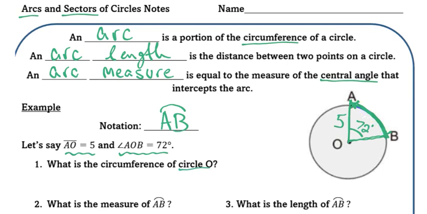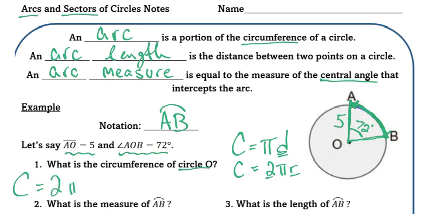A circle is always named by its center. Circumference is just a formula on your formula sheet. There's two of them. There's pi times diameter, or the one that I'm going to use in this case is 2 times pi times r. You can see that those are the same. 2 times r is the exact same thing as the diameter. I'm going to use the bottom one just because that's what I'm given. I'm given the radius here of 5. So I'm going to plug that in to find the circumference. 2 times pi times 5 would give me 31.4.